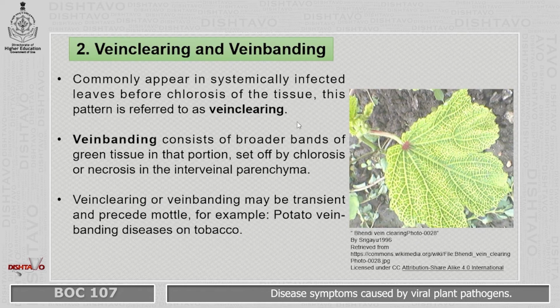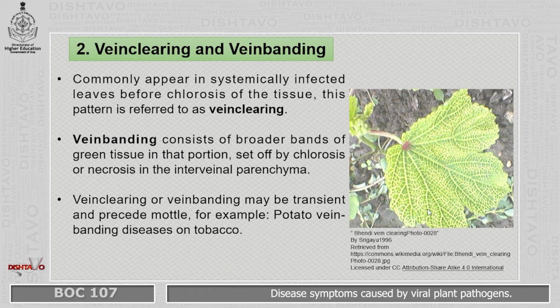The second one being vein clearing and vein banding. Vein clearing commonly appears in systemically infected leaves before chlorosis of the tissue. Vein banding consists of broader bands of green tissue along the veins, set off by chlorosis or necrosis in the intervenal parenchyma. Vein clearing and vein banding may be transient and precede mottle, for example, potato vein banding virus on tobacco. Now, in this image, you can see the veins which are completely cleared. It's no more green. It is more of a broad line with a lot of yellowing onto the veins.